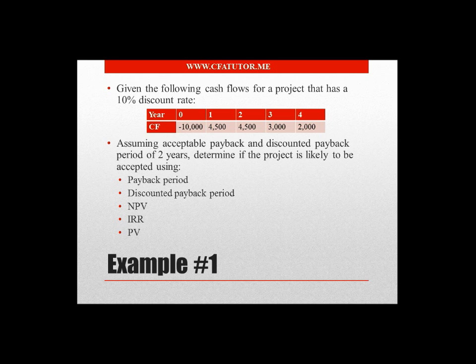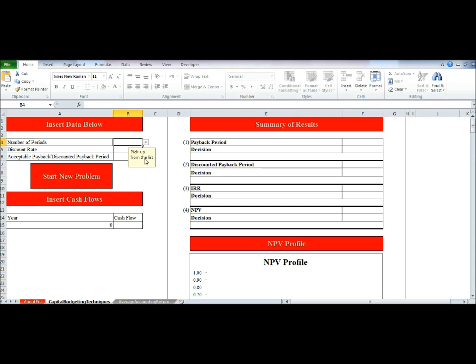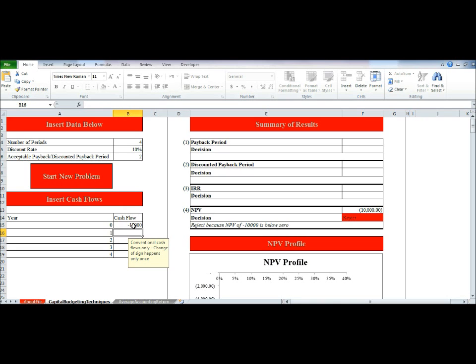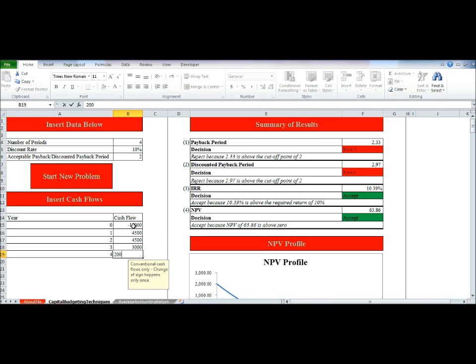So we have the data in front of us, and all we'll have to do is the following. We have 4 years of data, so we enter number of periods of 4. We have a discount rate which is formatted to be in percent, so all we'll have to do is basically just enter 10%, and then an acceptable payback period of 2. The initial cash flow is a negative 10,000. It's an outflow of 10,000, and then the remaining cash flows go as 4,500, 4,500, 3,000, and 2,000.